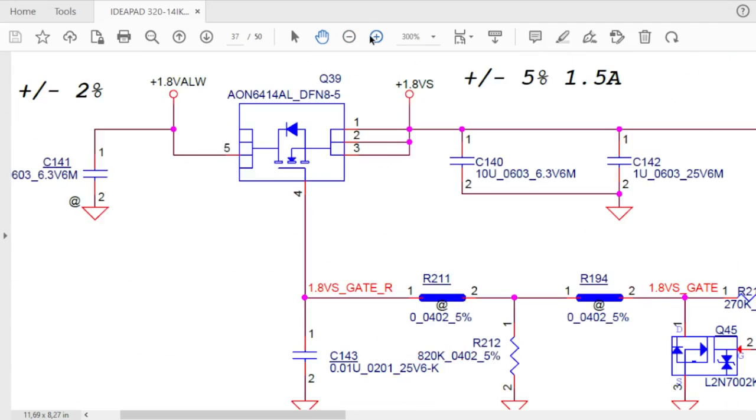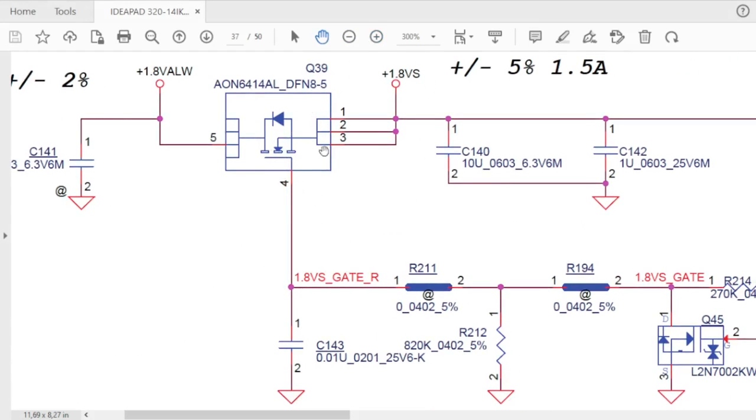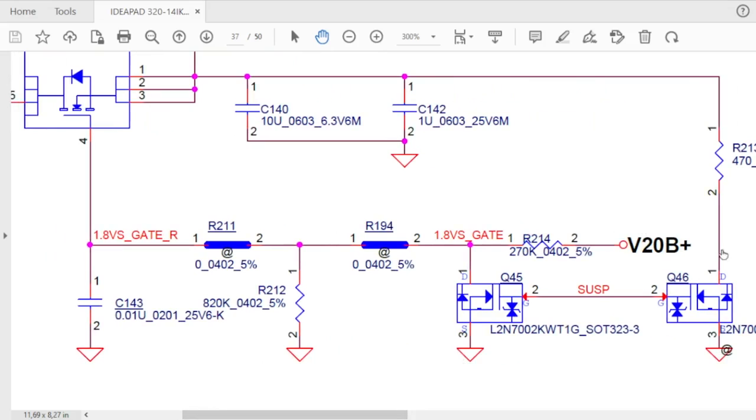In this block, you can see here the gate of this MOSFET is connected to this voltage V20B+. This is from the VIN line. This point is in the normal condition, and here is one more N-channel MOSFET, Q45. After we check the gate of this MOSFET, the gate with code SUSP, the voltage here is 4 volt before the motherboard is turned on.